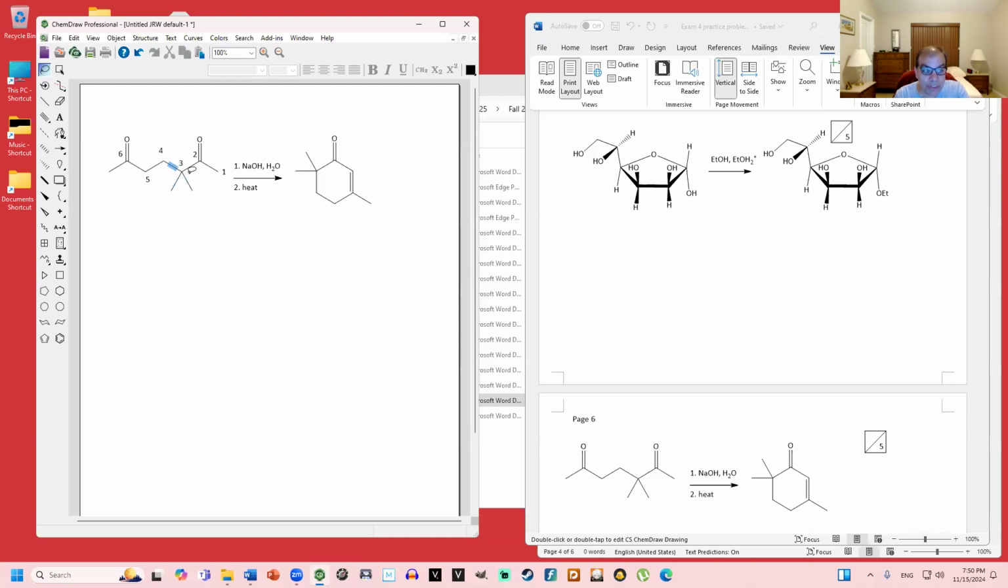And again, we've got this landmark of this quaternary carbon. So carbon 1 is going to be over here, carbon 2 over here, carbon 3 with the 2 methyl groups on it. Carbons 4 and 5 are both CH2s.